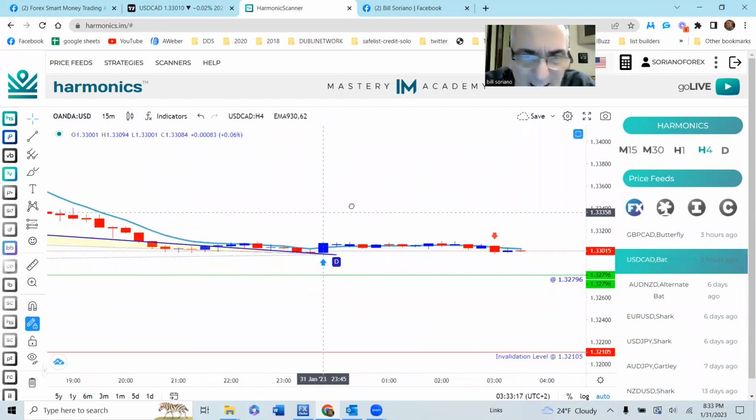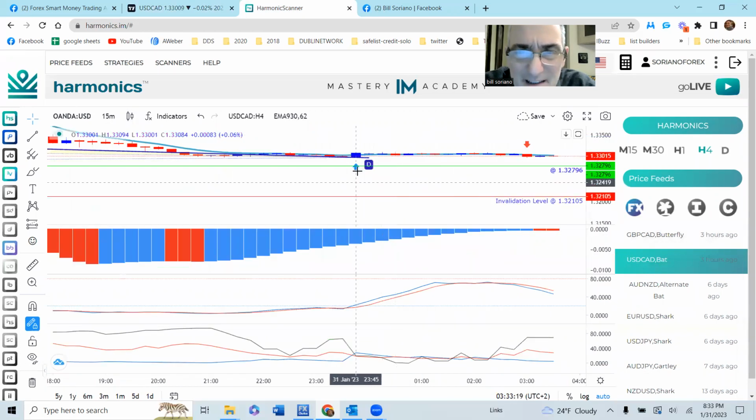This one, well, let's look at this one here real fast. This one here, it's blue, blue, and blue. So that could be a shift candle right there. But again, that's on the 15-minute chart.